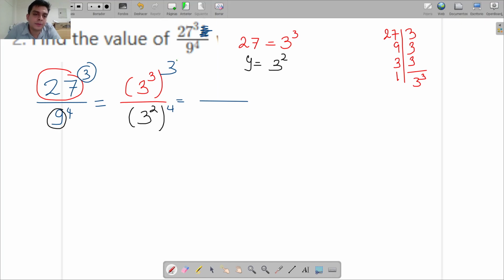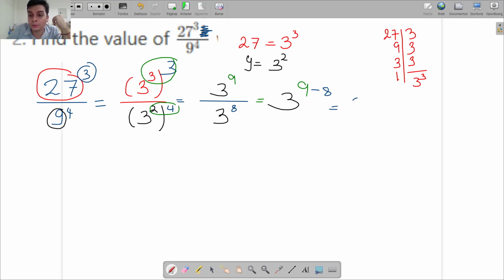Now, what happens when we have the exponent of an exponent? We multiply them. 3 times 3, it's going to be 9. And 4 times 2 is going to be 8. So we have 3 to the power of 8. Now, what happens when we have the same number and the exponents are different in a division? You are right, we have to subtract. This is going to be 3 to the power of 9, and we subtract 8. 9 minus 8 is going to be 3 to the power of 1. And we are finished with that.